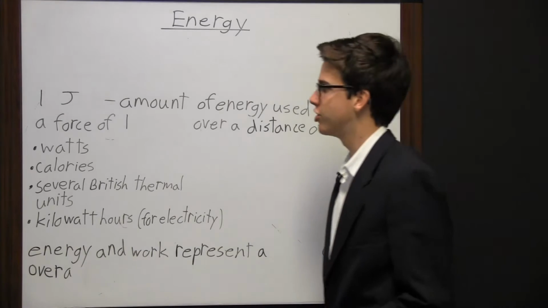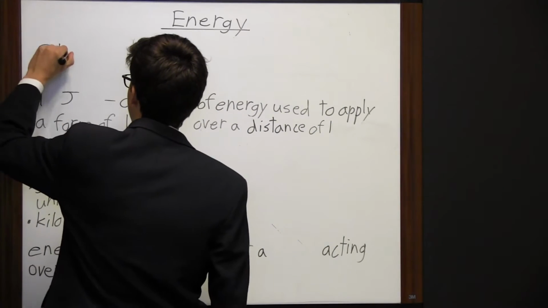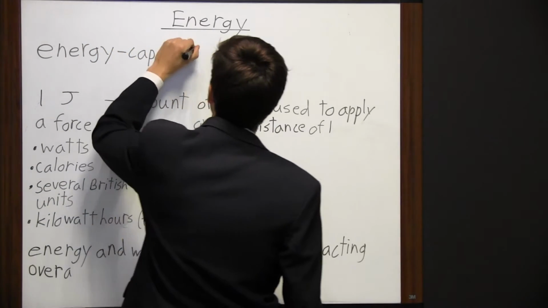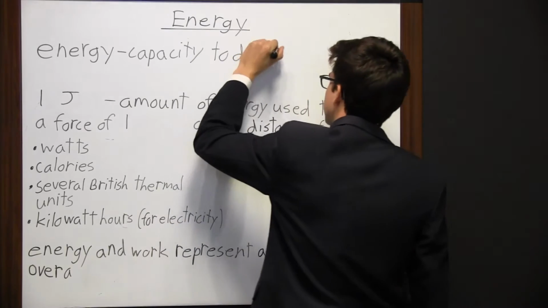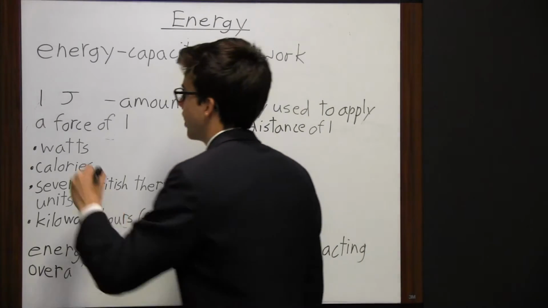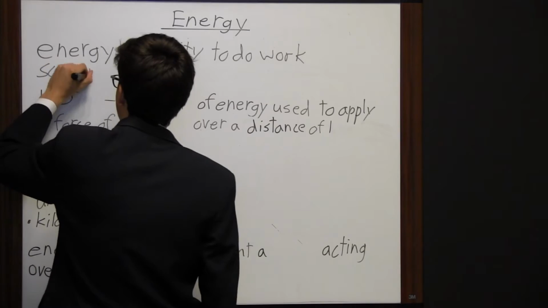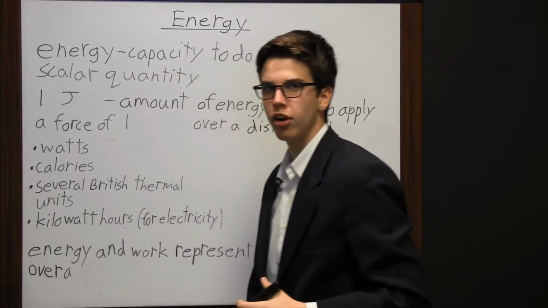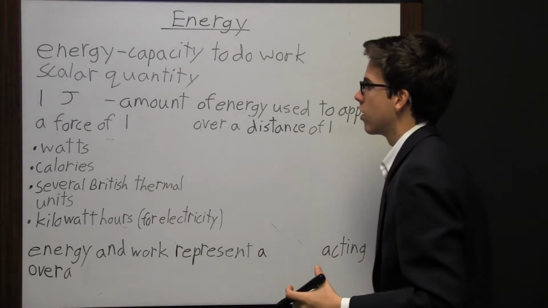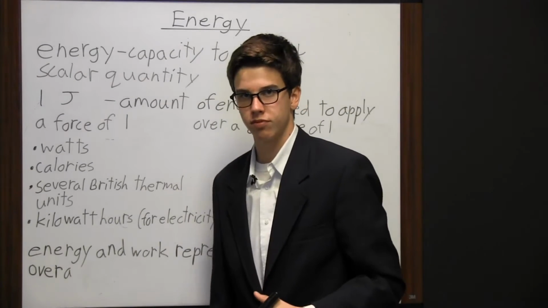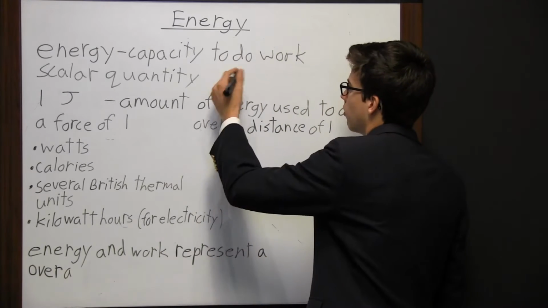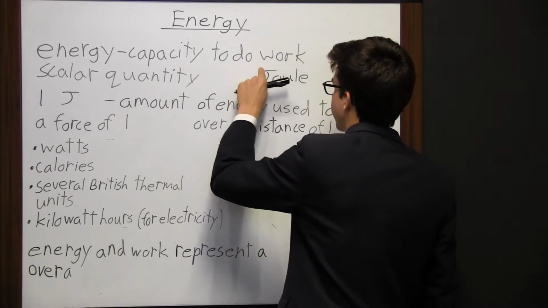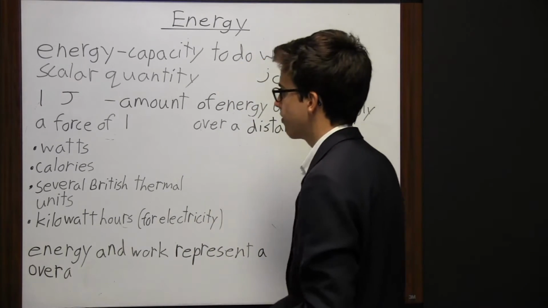We can define energy as the capacity to do work. And we could further define energy as a scalar quantity. When I say it's a scalar quantity, that means it's kind of like mass. It has a particular number and unit associated with it, but it doesn't matter in which direction the energy was applied. Now, a unit for energy is the joule, which is written with a little j, but when we abbreviate it, it has a capital J.